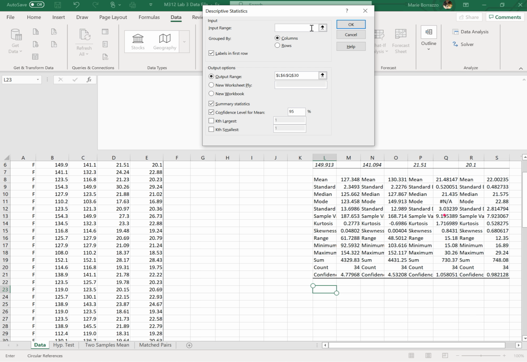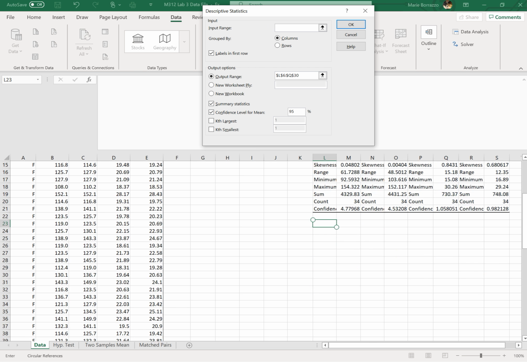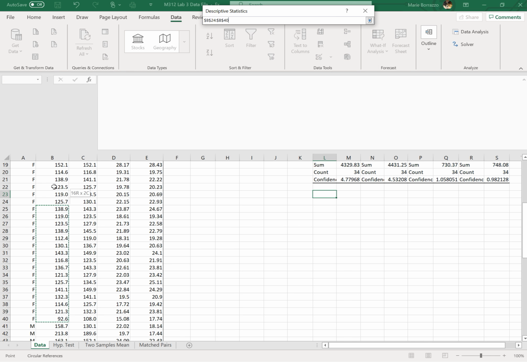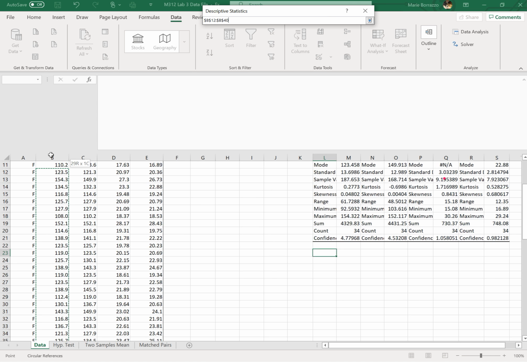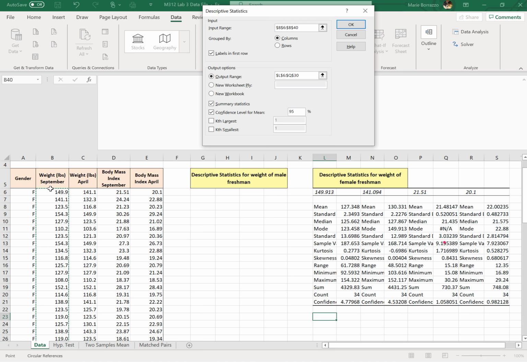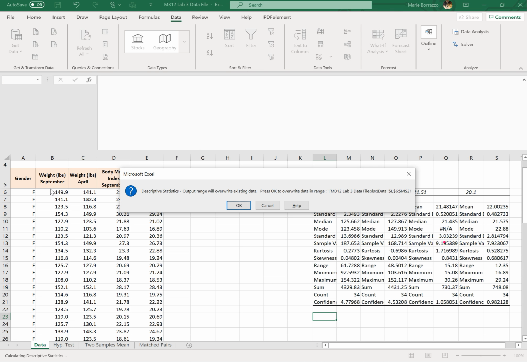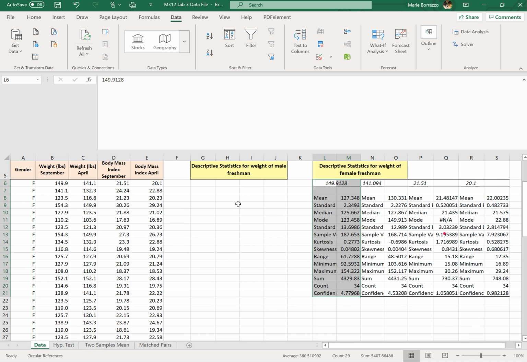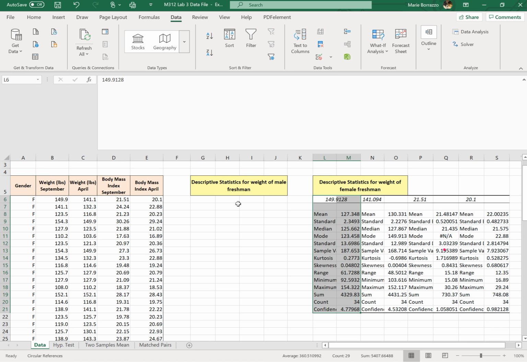Okay, let me just highlight it. B6 to B40. I'm just doing the first of the columns for female, which is the weight in September. And I'm going to hit OK. And then it bounces me back to this. So I'm going to leave the data like that, and we're going to assume it's the way it wants it.